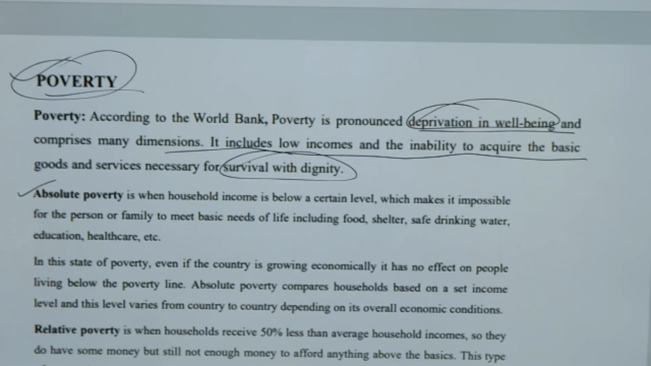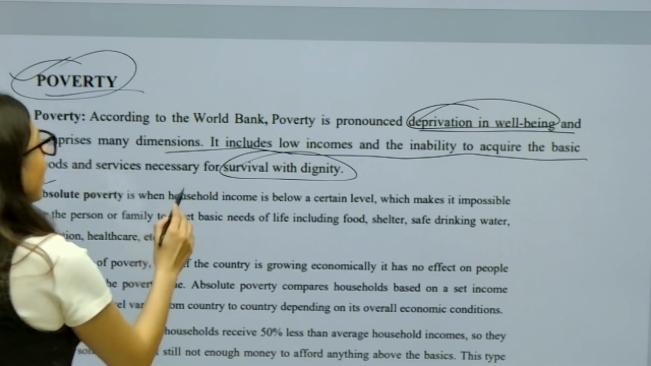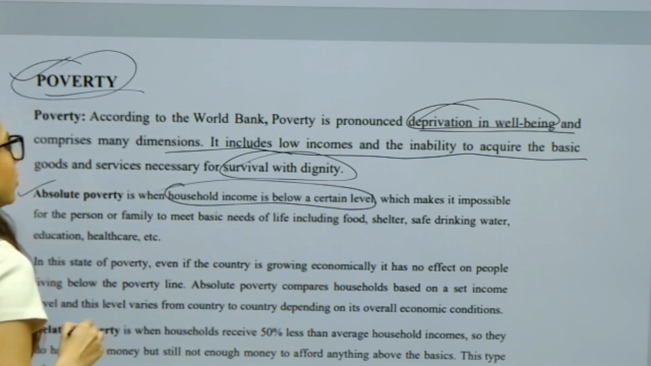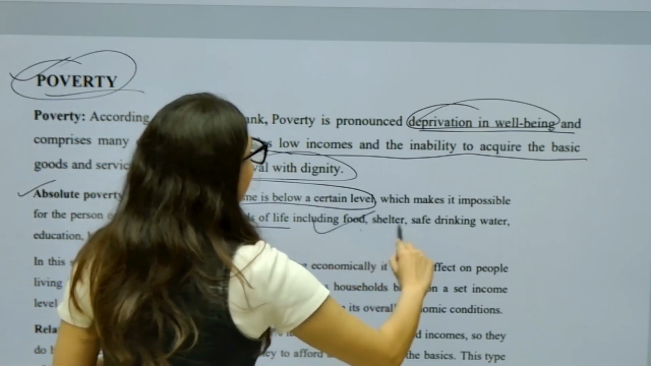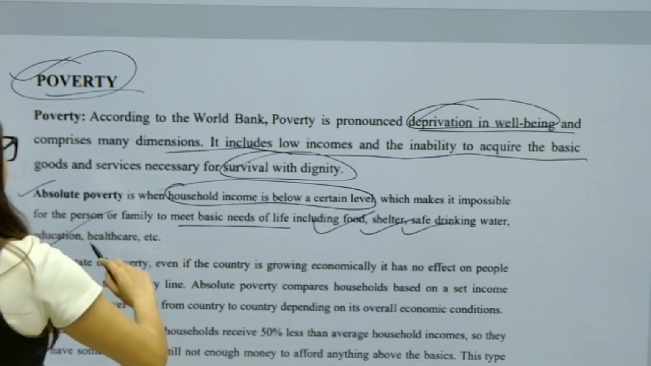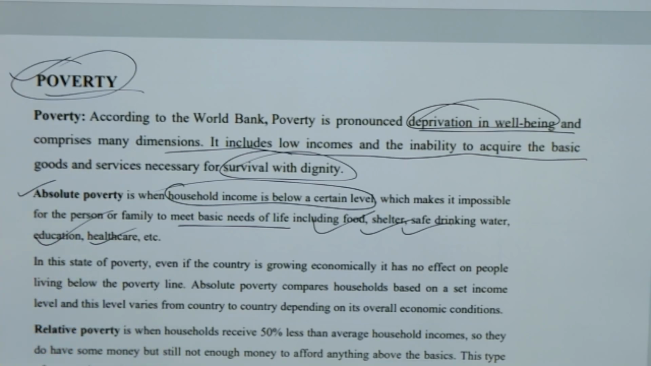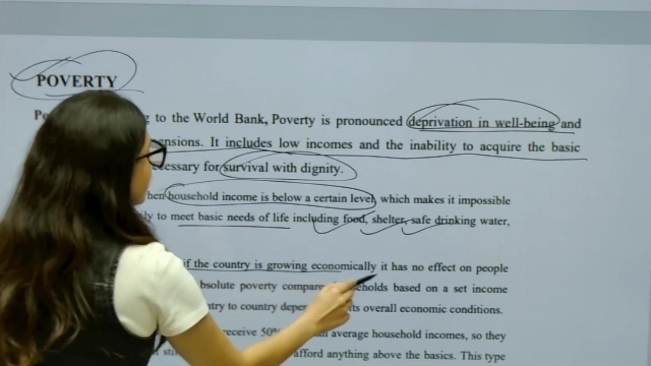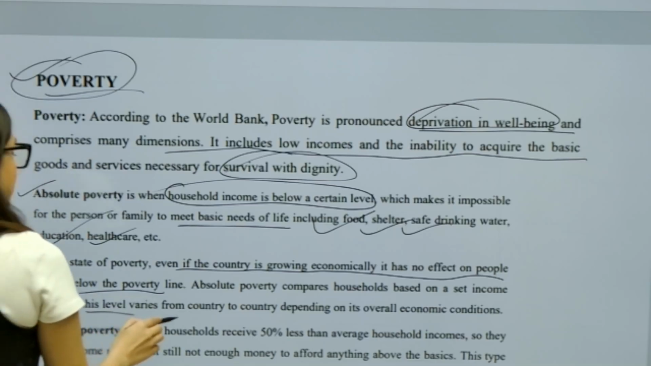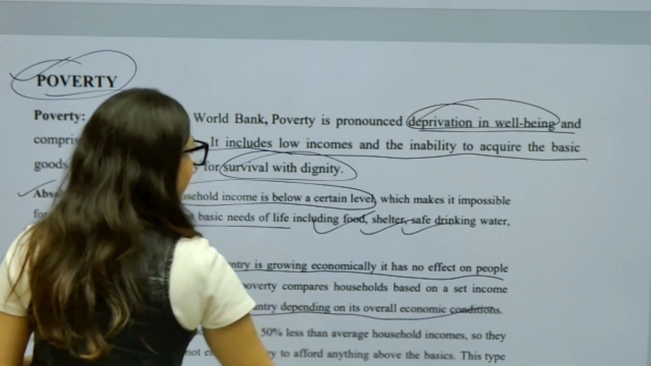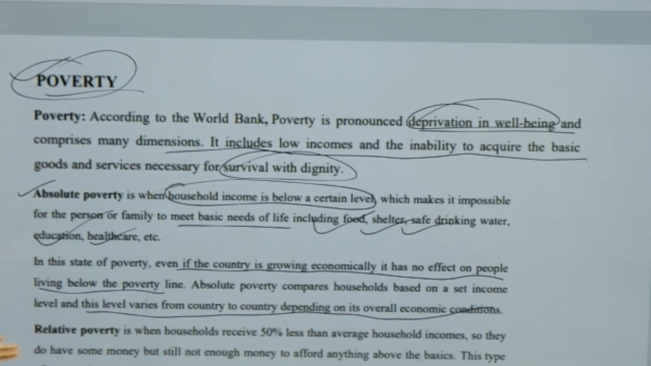There are two types of poverty. Absolute poverty, where the entire household income is below a certain level, which makes it impossible for the person or family to meet the basic needs of life, including food, shelter, safe drinking water, education, healthcare. In the state of poverty, even if the country is growing economically, it has no effect on people living below the poverty line. So absolute poverty compares households based on a set income level, and this level varies from one country to another depending upon its overall economic condition.